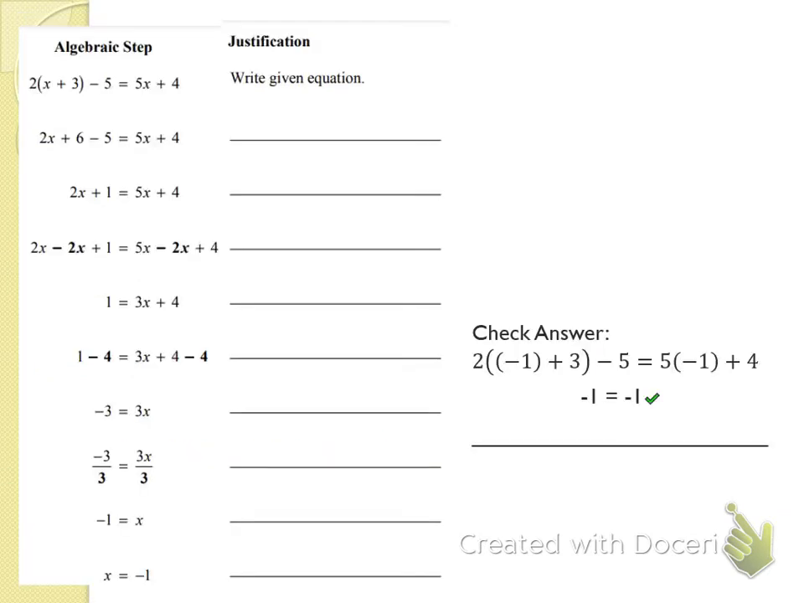All right, something else you will see on the test: you'll have something worked out and you'll have to write the steps. So what happened in the first step? Distribute. Is it the distributive property of equality? No, it's just the distributive property.